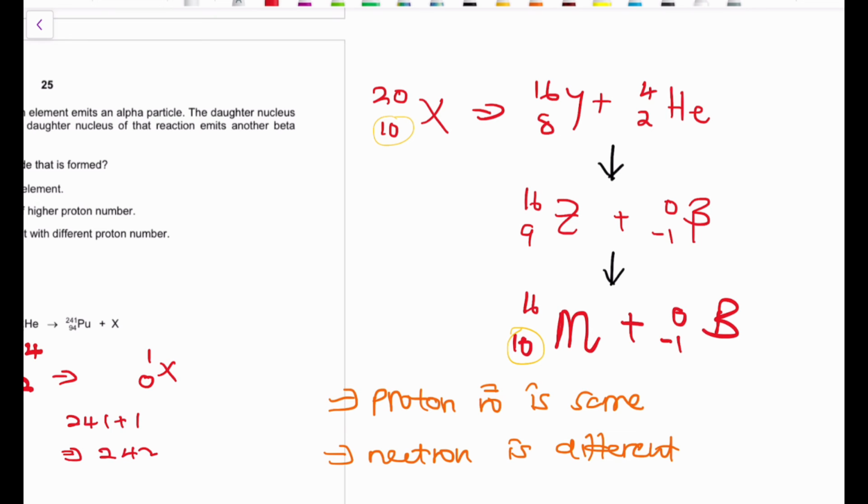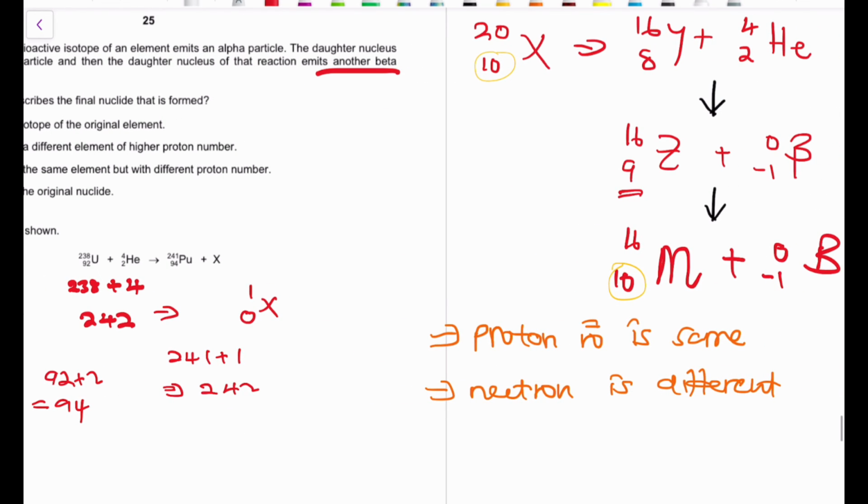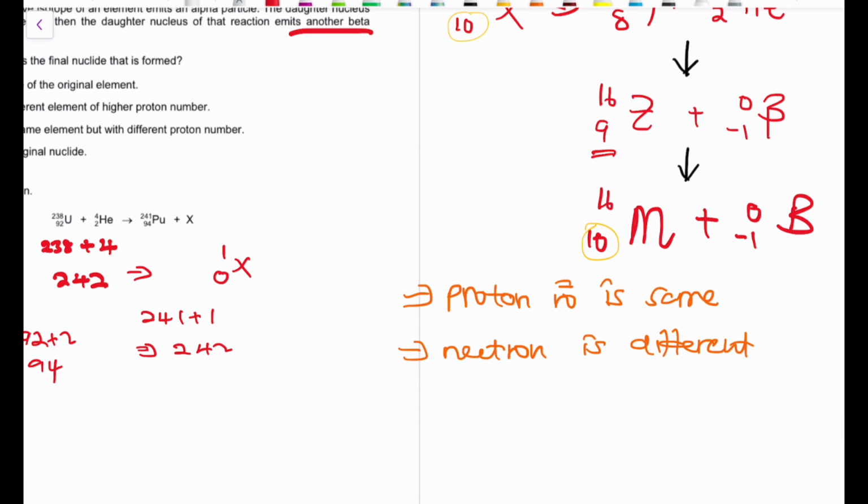Okay, so that daughter is going to undergo beta minus decay, and beta minus decay emits a beta particle with a -1 charge, and to compensate for that, a neutron has to be converted to a proton. So we have 9 protons here, so proton number becomes 9, and that daughter emits another beta minus particle, as you can see over here, and as that daughter emits a beta minus particle, it's going to shift to 16, 10, then we're going to have M.